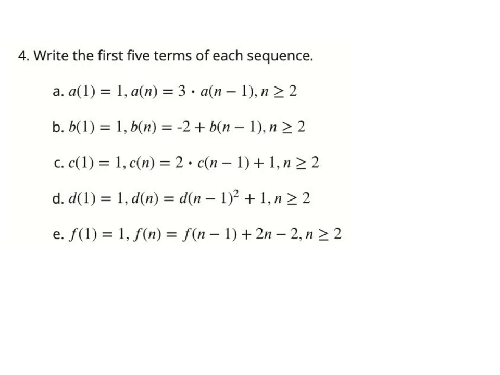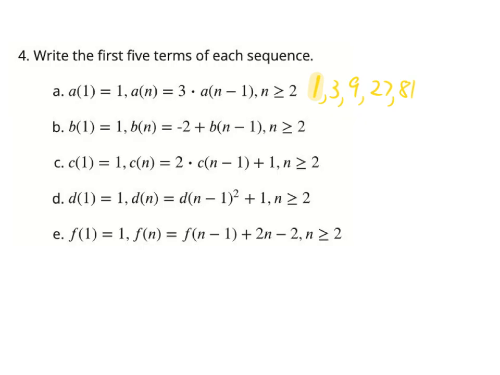Okay, now let's look at this problem. Write the first 5 terms for each sequence. Okay, so the first term is 1. The first term is 1, times 3 is 3, times 3, times 3, and then times 3. That's the first 5 terms.